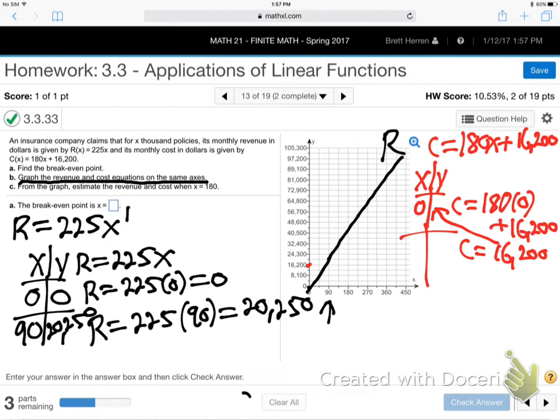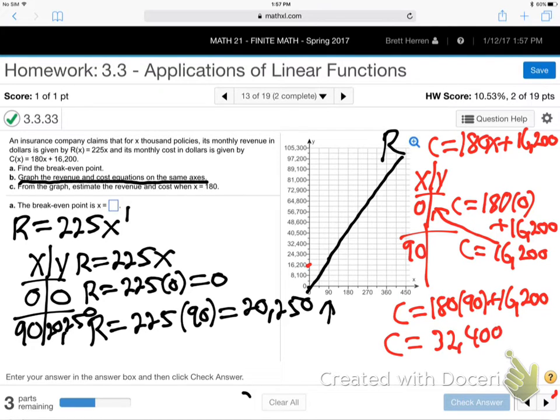I'm going to plug in 90 again. You don't have to. You could plug in any of these x values. You know, I'll just do 90 again. So plug in 90. The cost will be 180 times 90 plus 16,200. Somebody have that? 32,400. Thank you. I'll just put it there. And so what's that? Over 90 up 32,400. It looks like it's right there, doesn't it? Over 90 up 32,400. Everybody see it?